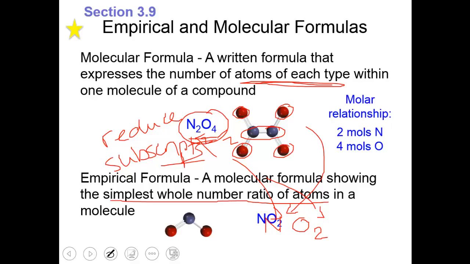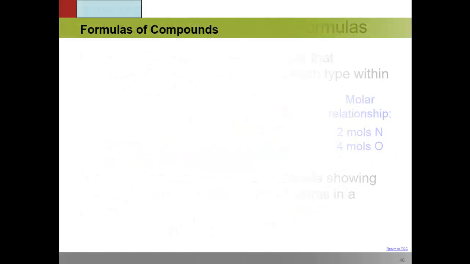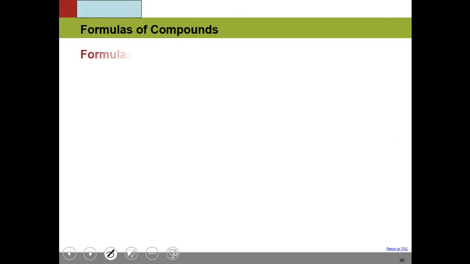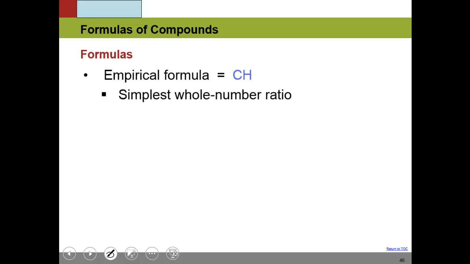Now, up here, the mole-to-mole relationship is going to be 2 to 4, or as we see, 1 to 2. And the molar ratio is also 1 to 2. So an empirical formula is the simplest whole number ratio. For example, we have CH here, a 1-to-1 ratio.